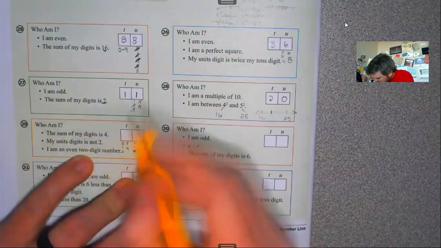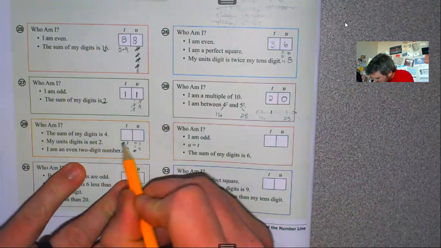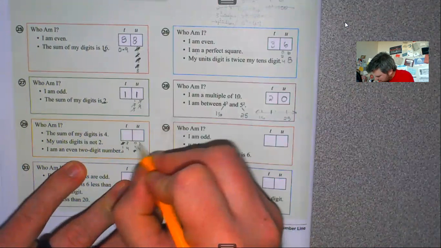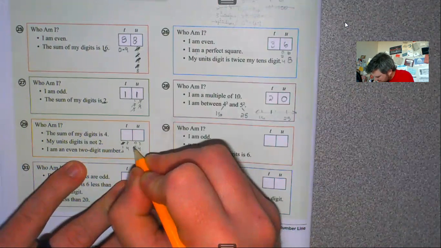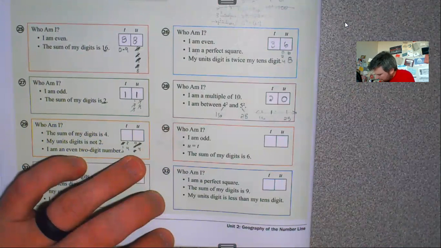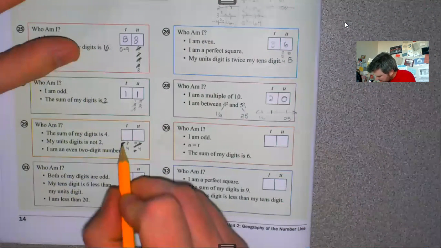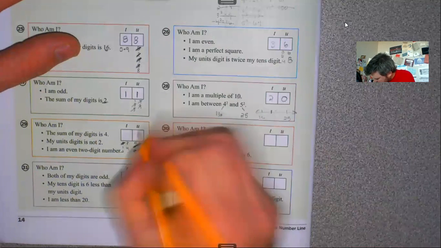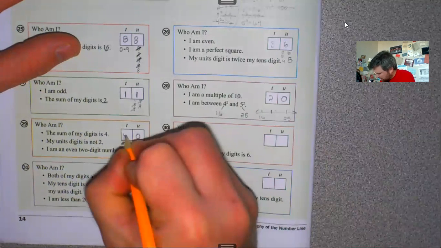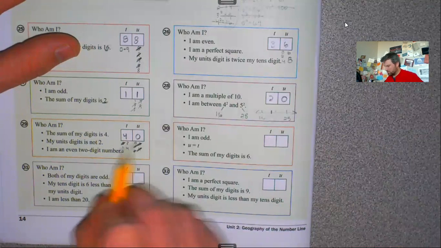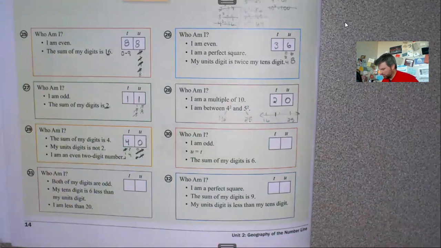Okay, well, this can't be a 0 then, because then I wouldn't have a 2-digit number. And these can't be odd, because it's an even 2-digit number. Well, if this can't be 0, then this can't be 4. So then this must be 0, and then this has to be 4. It couldn't be 0. I had to mark those out because it wouldn't sum up to 4 any other way.